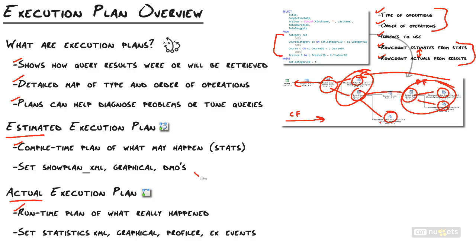Now, as I mentioned, we have a lot of ways to capture these. We can do it on the fly. We can automate plan capture. We can get them in different formats: text, XML, graphical. We'll go through a majority of them so you can see all the best ways to capture these plans.